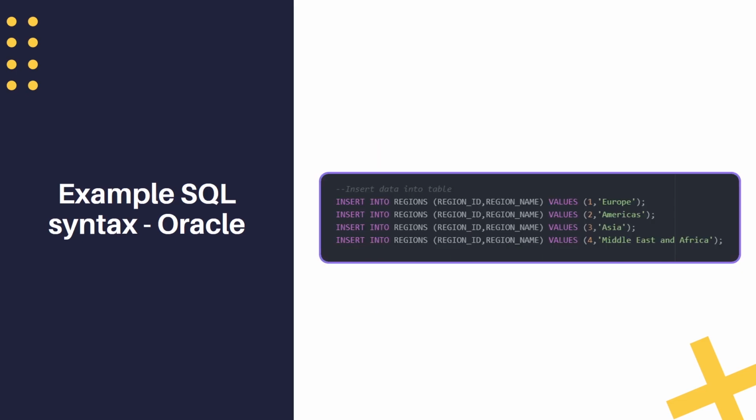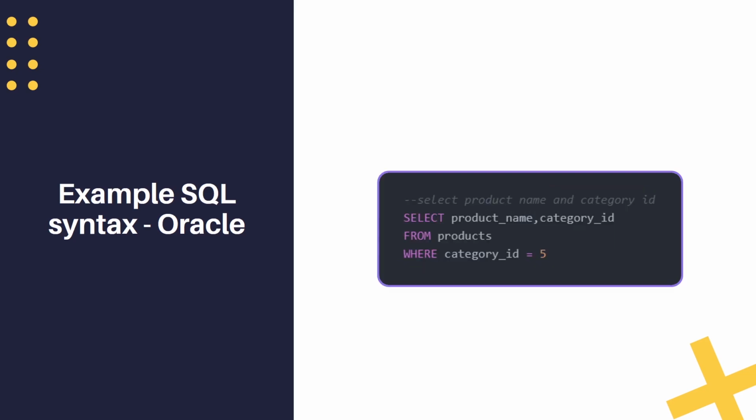Here is another example of using the Oracle SQL syntax to insert data. In the first instance, we first specify the insert into keywords. We then specify the table name in which we'd like to insert data. We specify the column names of that specific table, followed by the values to be inserted under region ID and region name. In this case, we are inserting the value 1 for region ID and Europe as the region name. It's important to take note that for our practical demonstration, we are not going to be using the Oracle syntax.